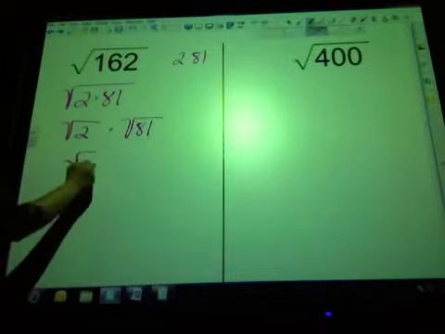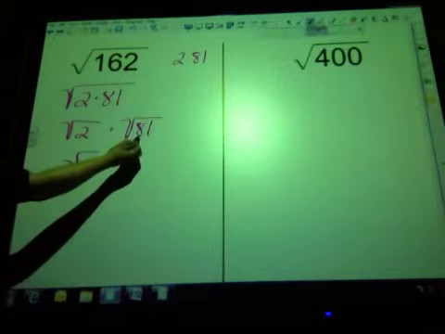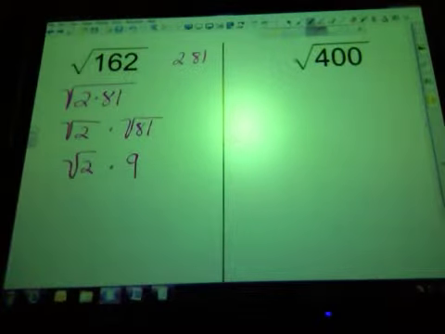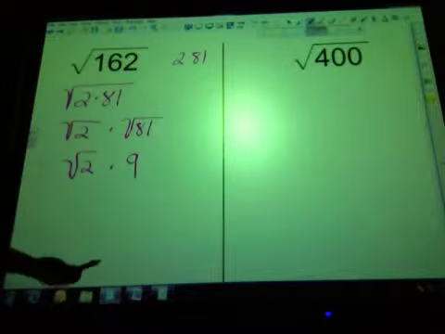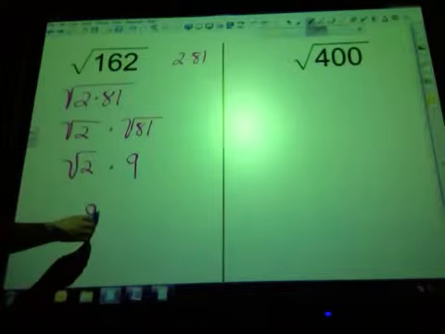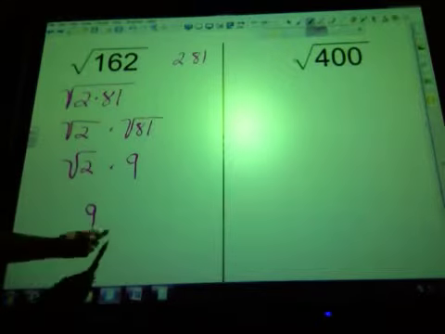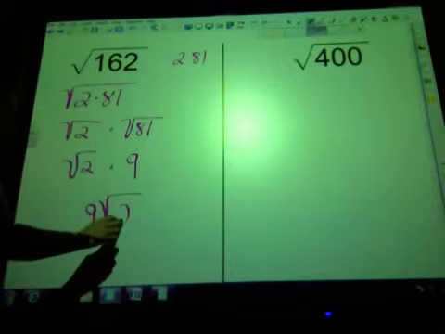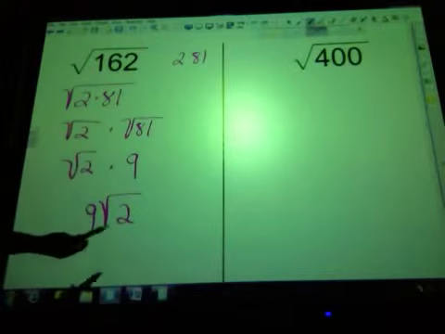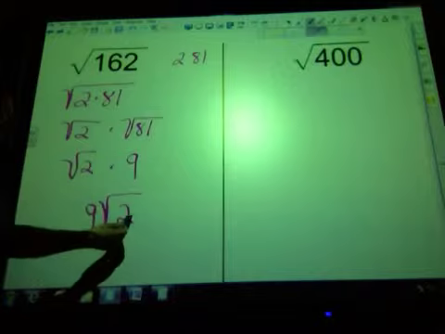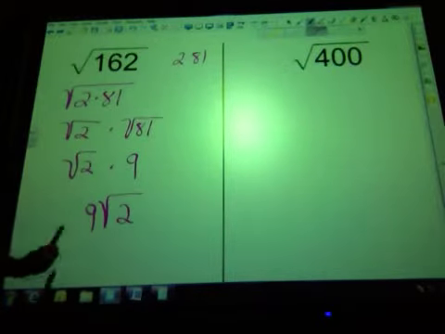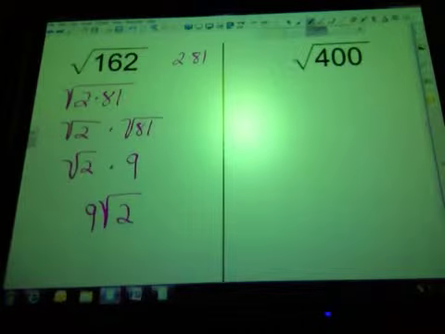So I'm going to leave this as square root of 2. And then over here, square root of 81 is 9. So I'll change this to 9. So I have square root of 2 times 9. When we write this in simplest form, we always write the number that's not underneath the square root first. And then we can go ahead and put the square root of 2 after that. When they're written next to each other like this, it's kind of like a variable where you have 9 times the square root of 2. You don't actually have to write any multiplication signs in between there. You can just leave it as 9 times the square root of 2.